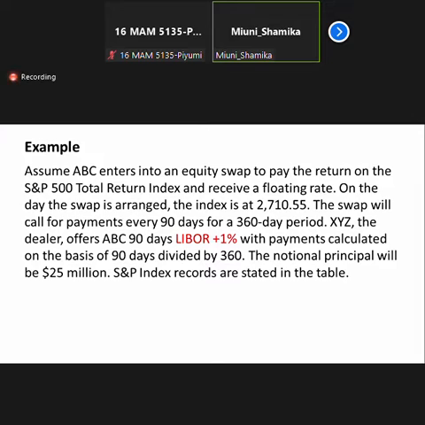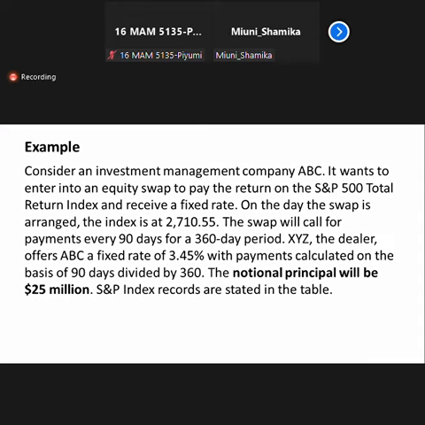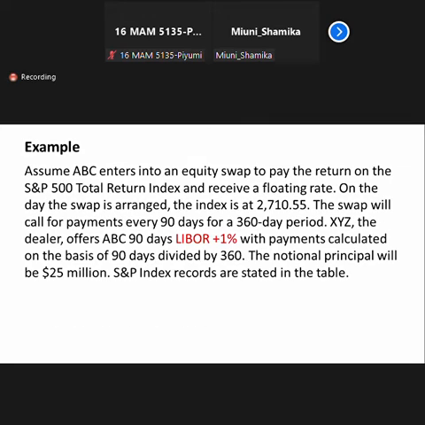Did we do this example? Yes or no? Hello? Yes or no? Did we do this or no? No, is this the previous one? That table. This one we did. Okay, we discussed only one example on equity swaps, no? Yeah. Okay, so this is the second example.